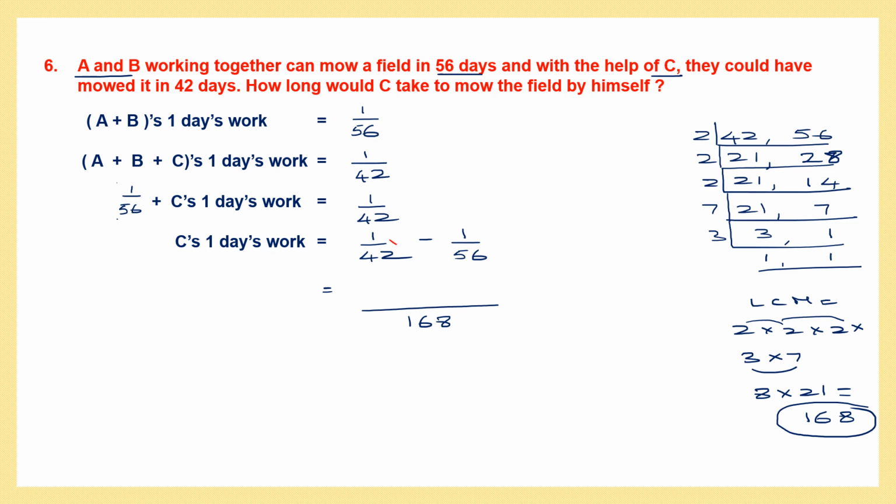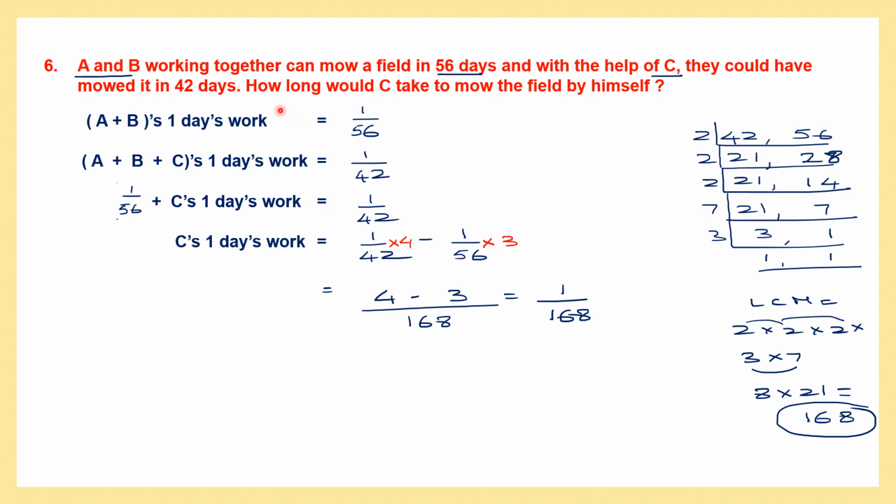42 into 4 will give us 168. So 1 into 4 is 4 minus 56 into 3 will give us 168. So 1 into 3 is 3. So 4 minus 3 is 1. 1 by 168. So we have found C's 1 day's work, 1 by 168.